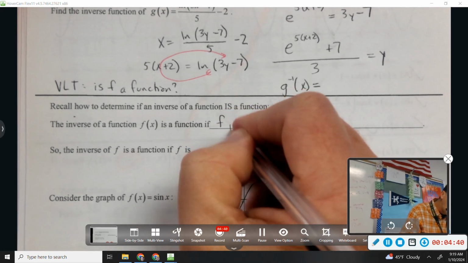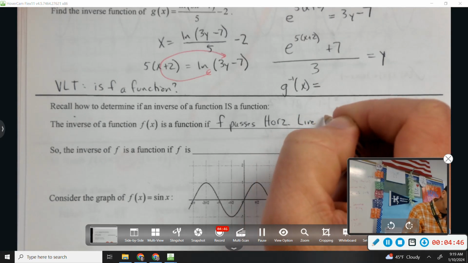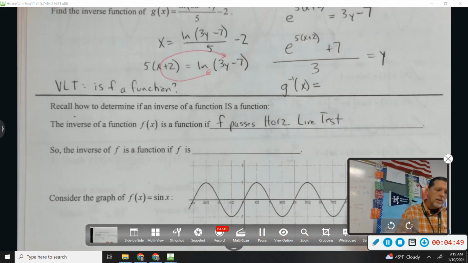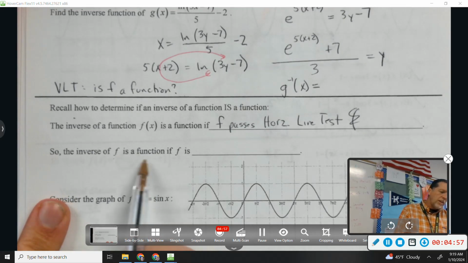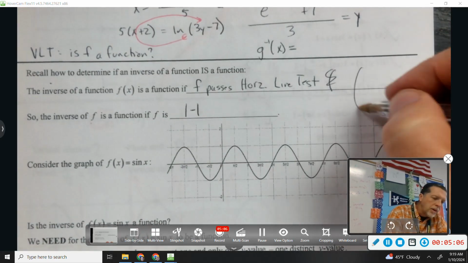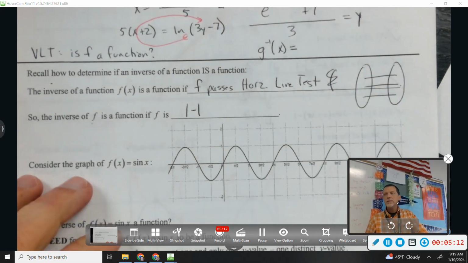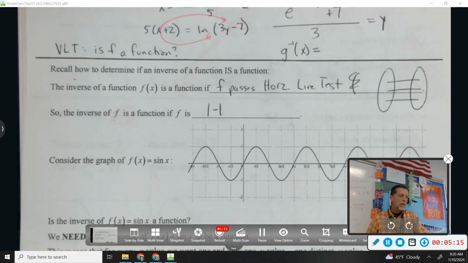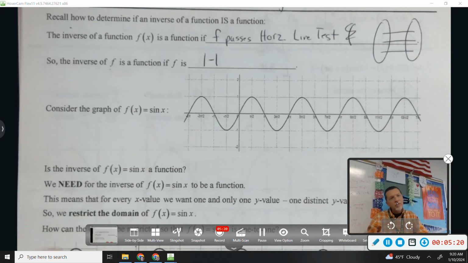So if f passes the horizontal line test, and that goes with the next blank, which is the phrase Dia used: the inverse of f is a function if f is 1 to 1. That's the fancy word for, if we're thinking about the pictures of functions, 1 to 1 means they're tied up 1 to 1. So that's a little background reminder of functions and inverses, and whether the inverse is a function.